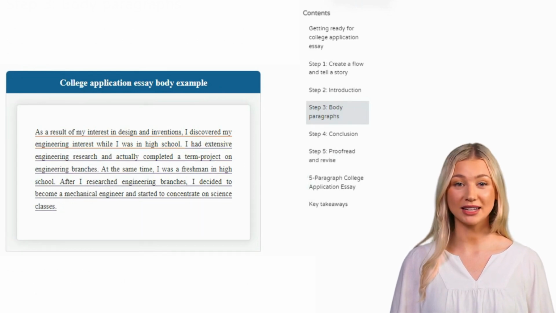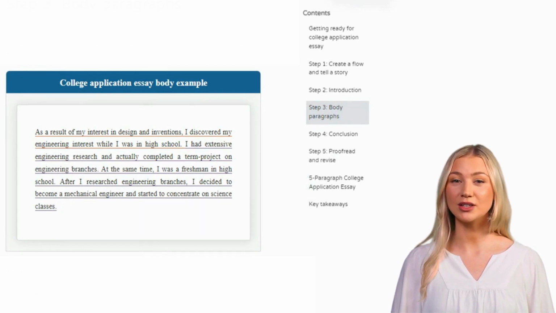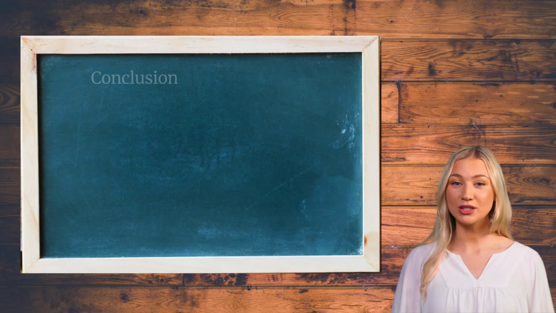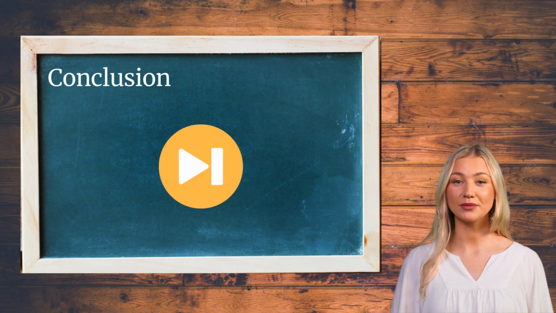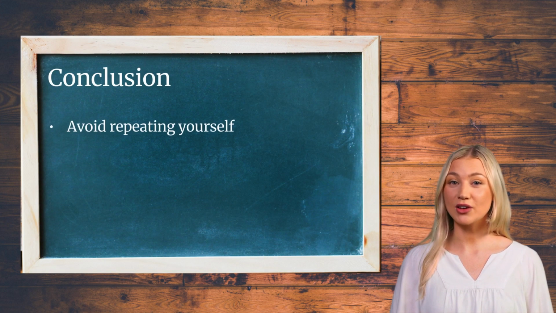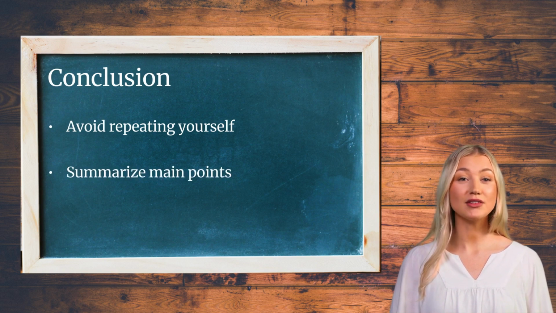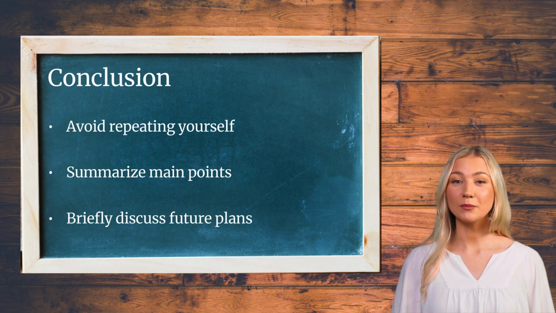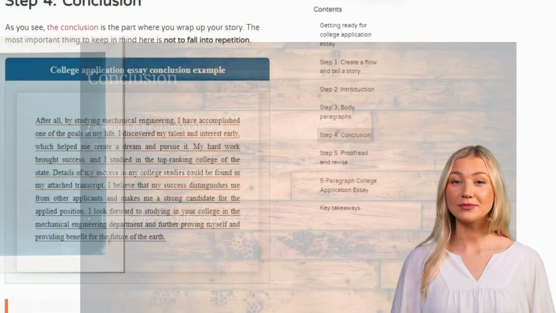After that, we can conclude our application essay with a great conclusion. The conclusion serves as the wrap-up for your narrative. The key here is to avoid repeating yourself. Summarizing your points and briefly discussing your future plans is a great approach for the conclusion paragraph.